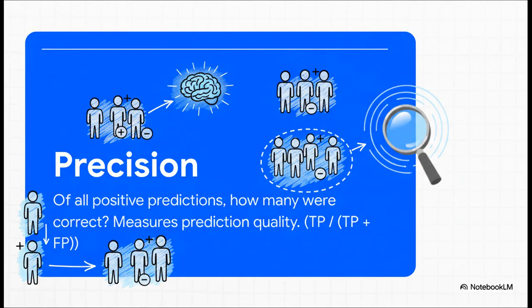Now, from this matrix, we can calculate our first smart metric, precision. Precision answers a very specific question. Of all the times the model raised a red flag and predicted positive, how many of those times was it actually correct? It's a measure of the quality of our positive predictions.